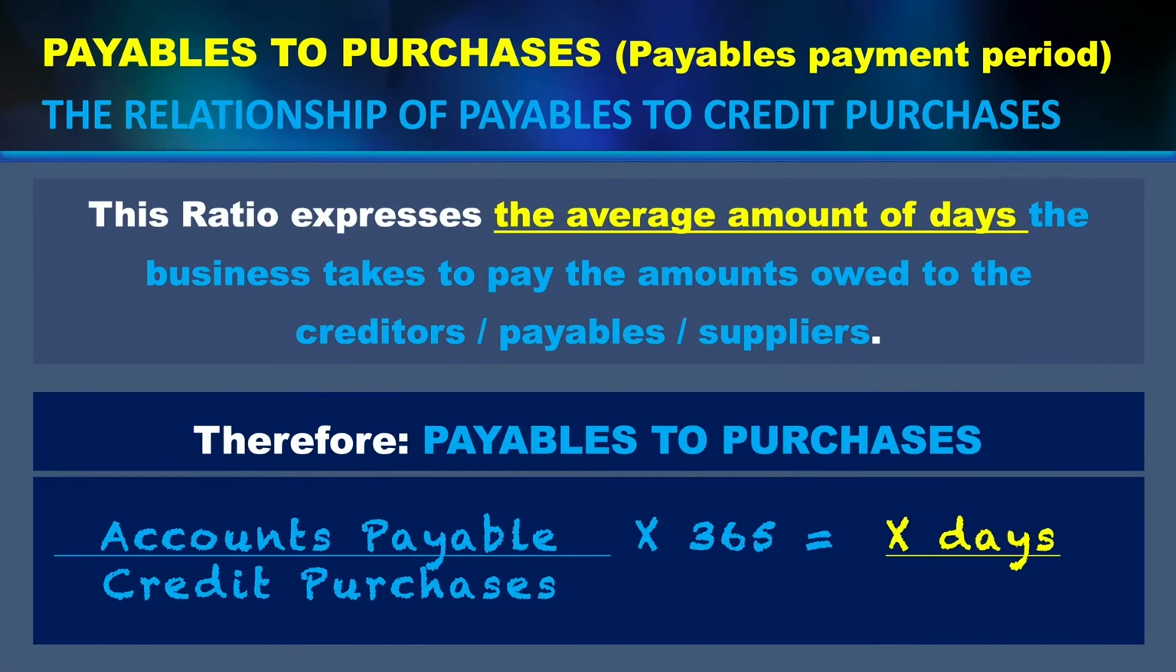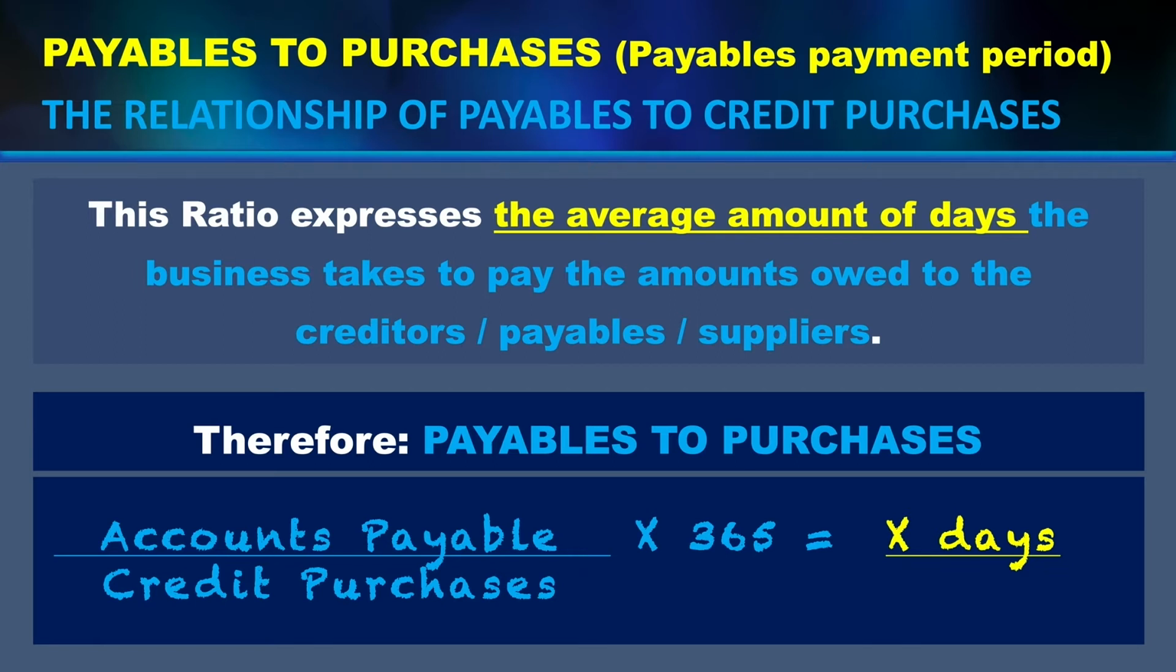So there we have the formula. The formula is in the name once again. Payables to purchases ratio, which means it's your accounts payable or your trade payable or your creditors over credit purchases.